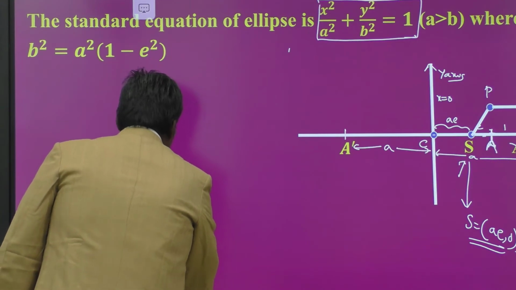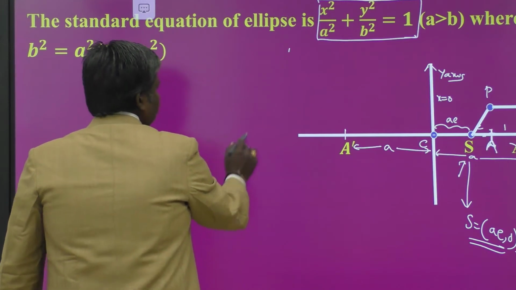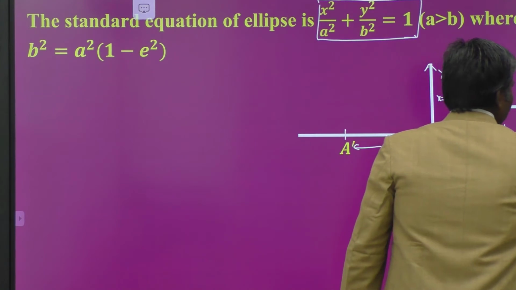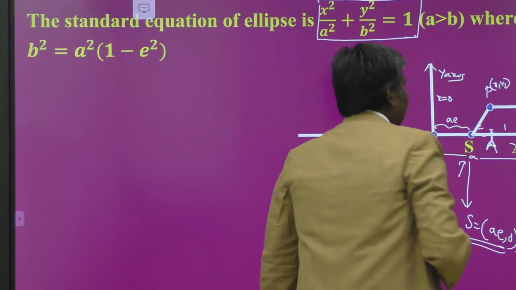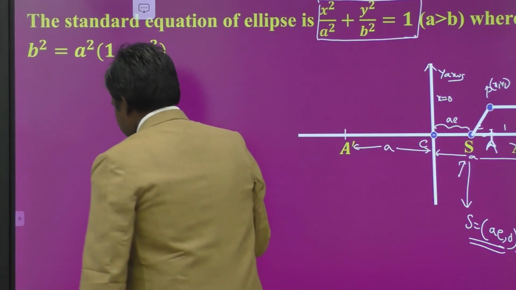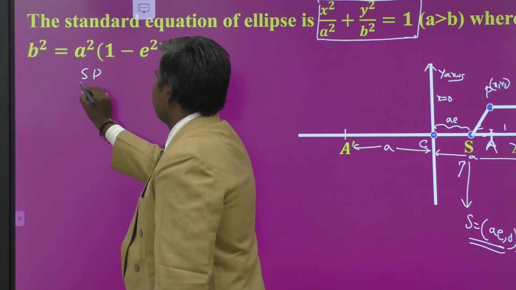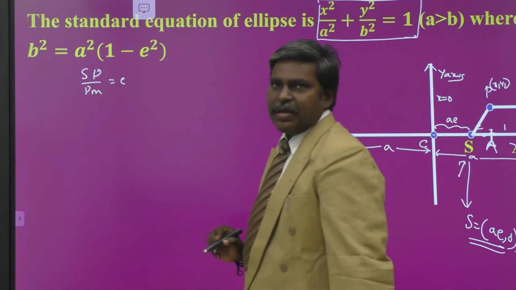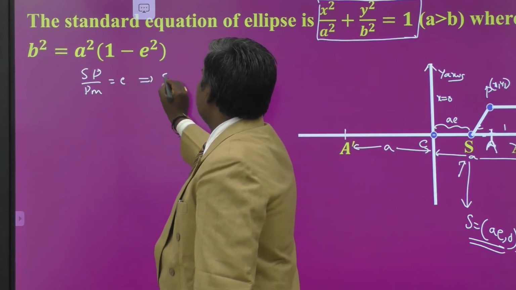What is PM? Perpendicular distance from P to directrix. What is P? Variable point on the curve. Your curve is an ellipse. So P(x1, y1) is any point on my ellipse. By definition, SP by PM is equal to e. SP square is equal to e square into PM square.